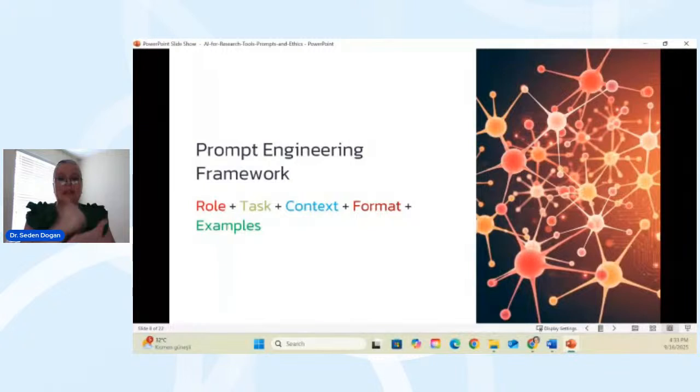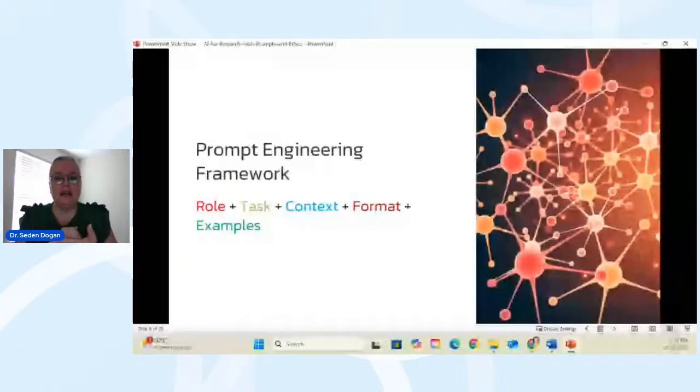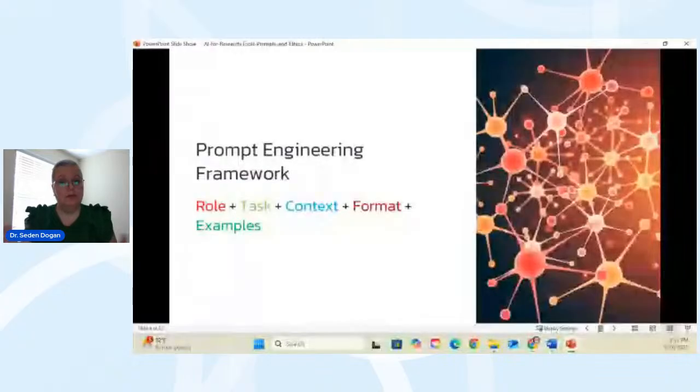The fourth one is format: tell AI how to present the answer. Do you want a table, bullet points, a step-by-step plan? So the more precise, the easier it is to use.